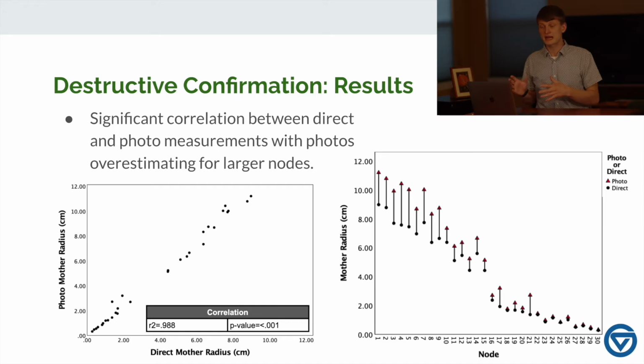Even though that happens, and we don't really know why, we still think that photos offer a useful form of data, especially because the models are not necessarily based on the gross measurements, they're based on the relative measurements of the mothers and the daughters.